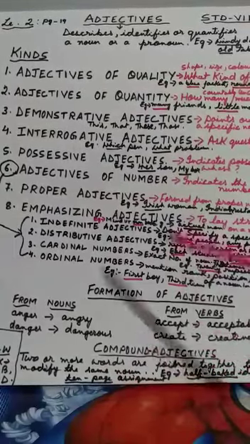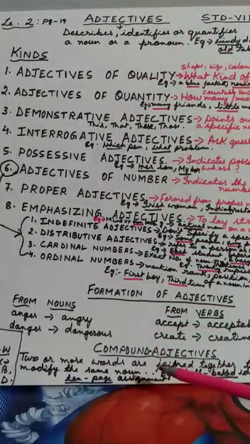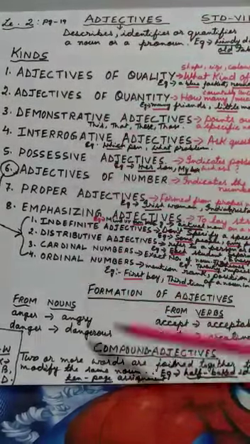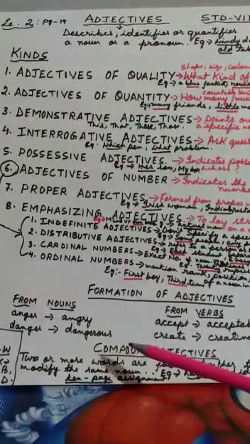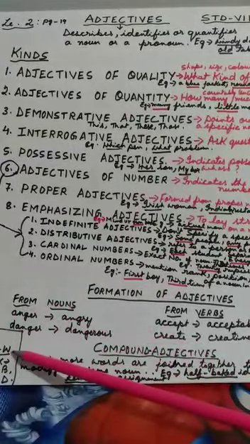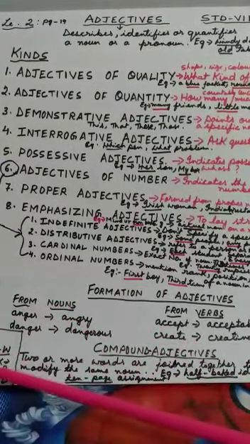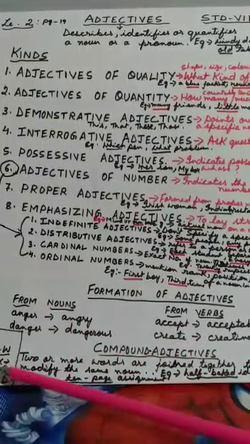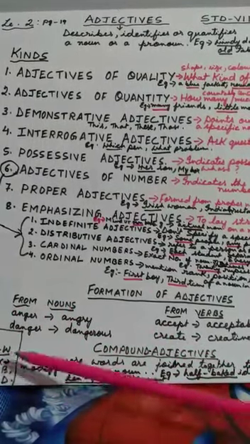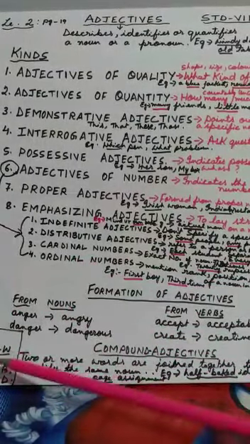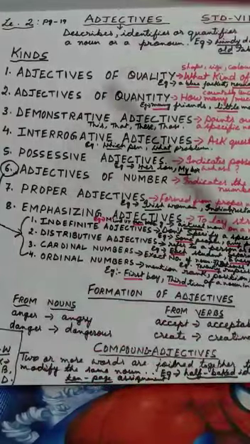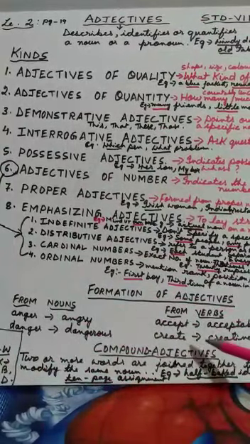So children, I hope you could understand this very clearly. You just try to remember these points, and you will do as homework exercise A, B, C, D.